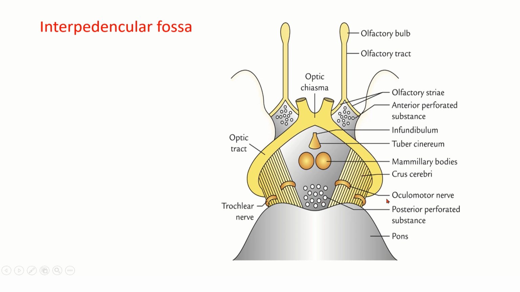The cerebral peduncles are bounded posterolaterally and anterolaterally by the optic tract. Here you can see anteriorly the optic chiasma, posteriorly the pons, and you can see the posterior perforated substance. All these form the interpeduncular fossa. This will be the location of the interpeduncular cistern.